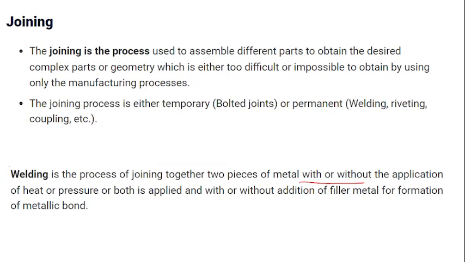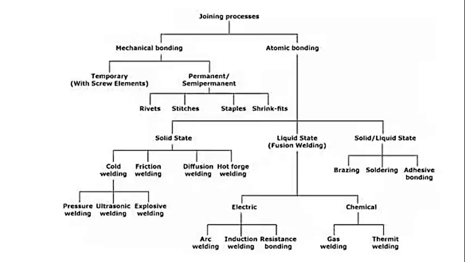In welding, your joint will have an atomic bond. That means the bonding which happens in welding is at atomic level. So let's first see the different joining processes. Joining is divided into two parts: first is mechanical bonding and second is atomic bonding. We will be focusing on the atomic bonding part. Then again, what is atomic bonding? Welding. This is called welding.